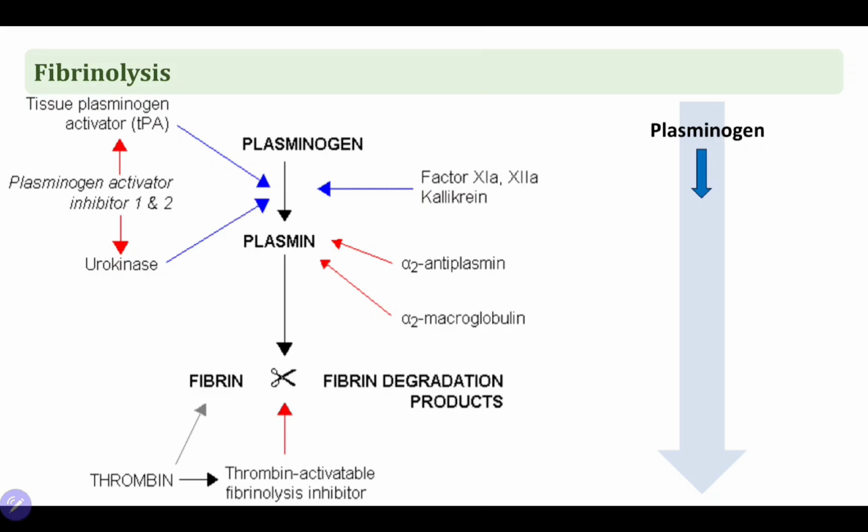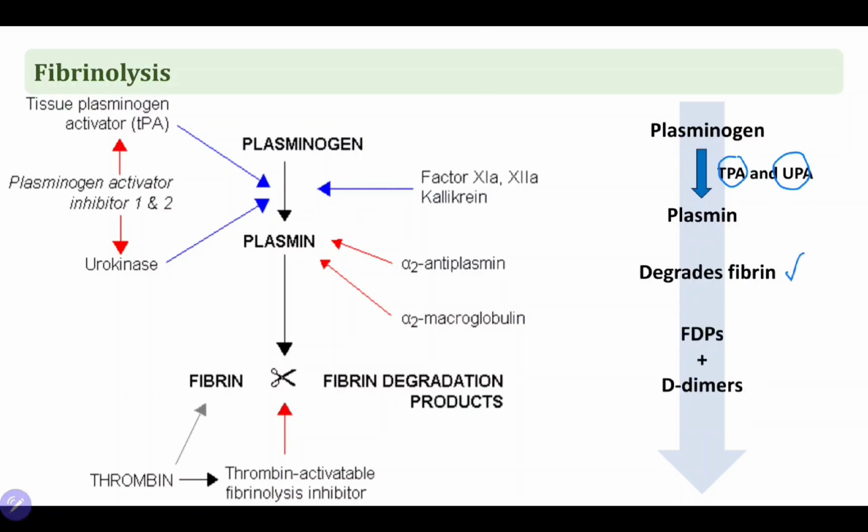The next step is your fibrinolysis. This starts off with the activation of your plasminogen into plasmin through the help of your activators, TPA and urokinase. Okay, your plasmin is responsible for the degradation of your fibrin monomers and polymers, which eventually become your FDPs and your D-dimers. That's why the levels of your FDPs and D-dimers are used as an assessment to know the proper function of your fibrinolysis.